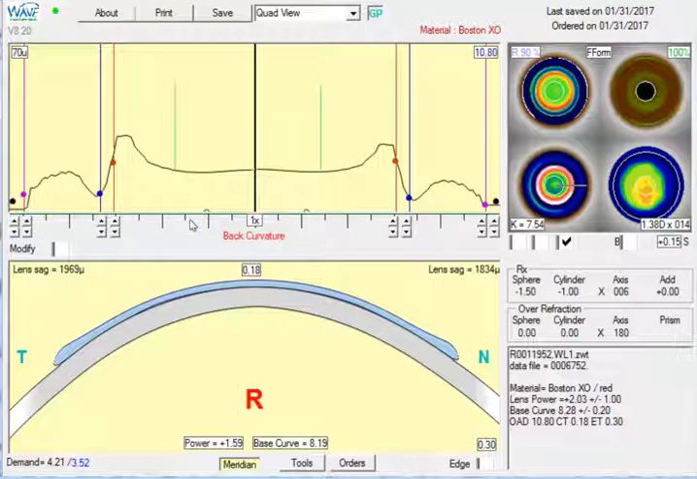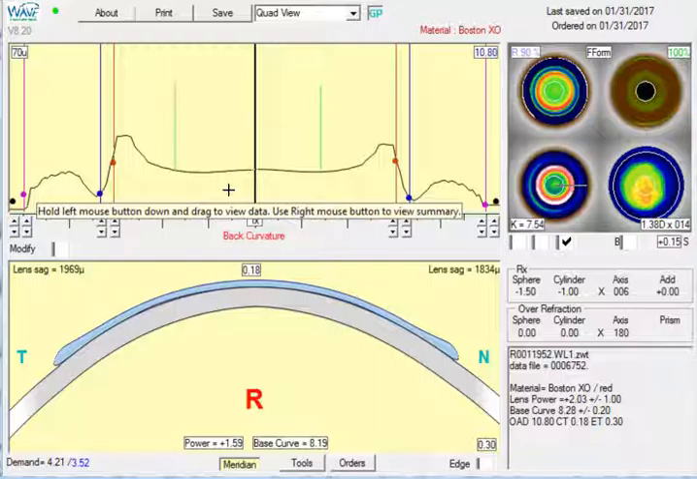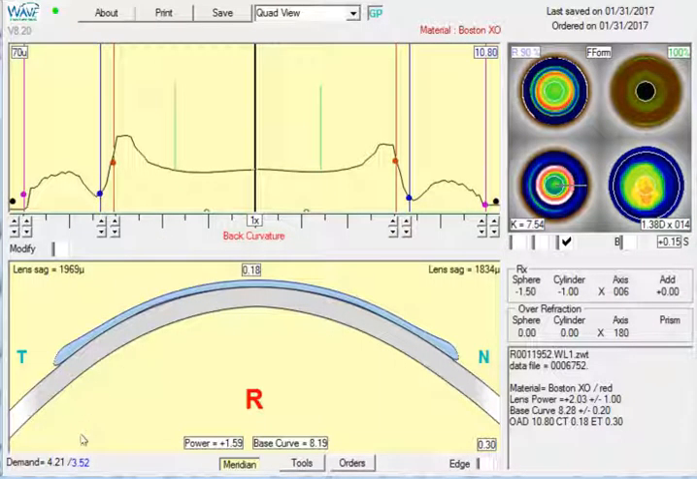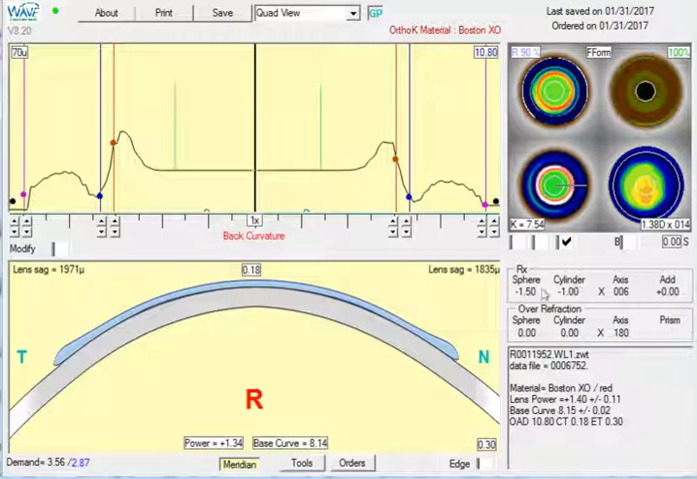But I think what's happening here is our overall average base curve within the optic zone is a little bit too flat. We can see that our demand is up around 4.21, and I think that's a little bit too high for this case. A pretty good rule of thumb is if we remove the asphericity and we assume that the initial target power was 1.34, which is probably okay for this cornea, maybe a little bit high, but WAVE does calculate the average topo demand here at 3.56.